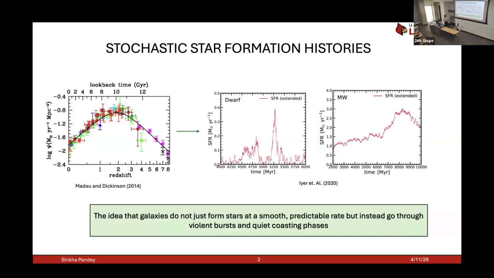So stochastic star formation is basically this idea that galaxies do not just form stars at a smooth rate, but instead go through these violent burst and quiet coasting phases.